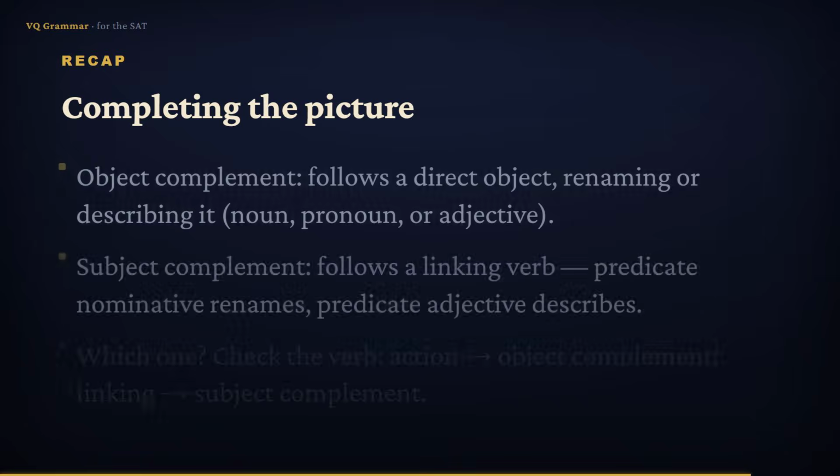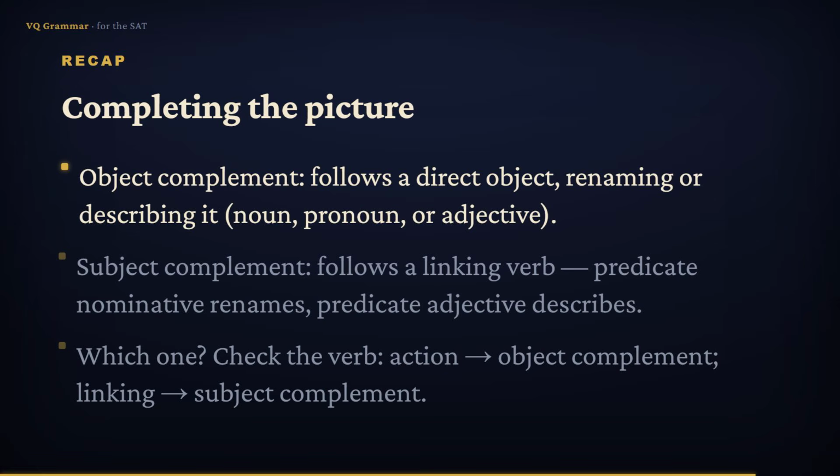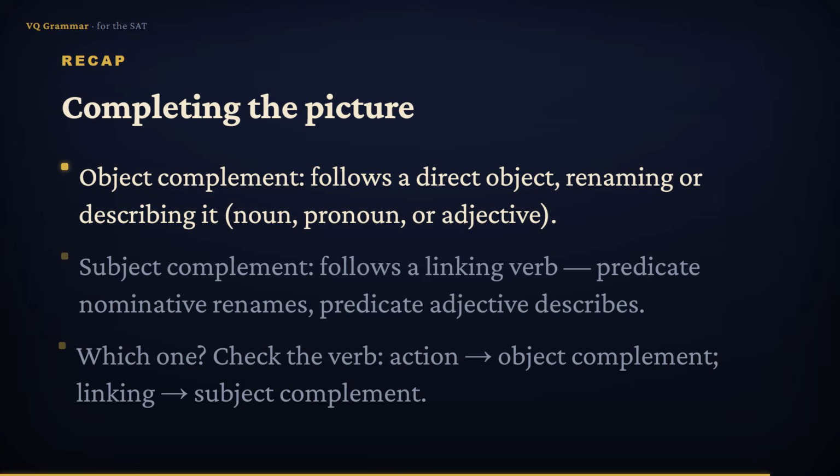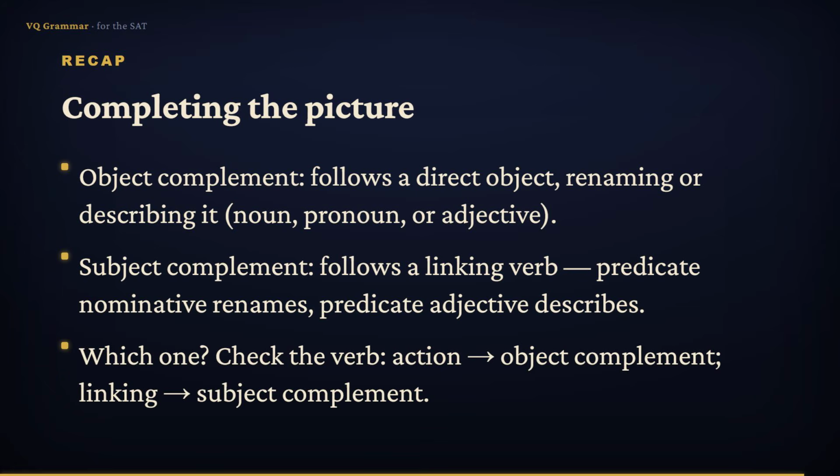Let's bring it together. An object complement follows a direct object and renames or describes it. It can be a noun, pronoun, or adjective. A subject complement follows a linking verb, and it's either a predicate nominative, a noun or pronoun that renames the subject, or a predicate adjective, which describes it. To tell the complements apart, just check the verb. An action verb gives an object complement. A linking verb gives a subject complement.